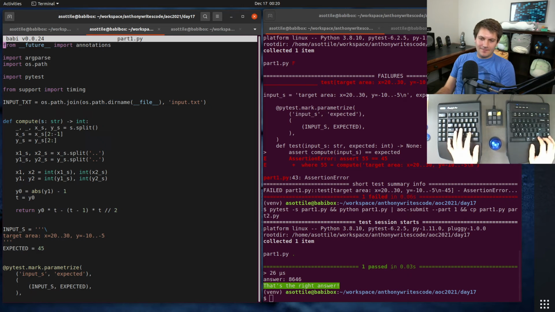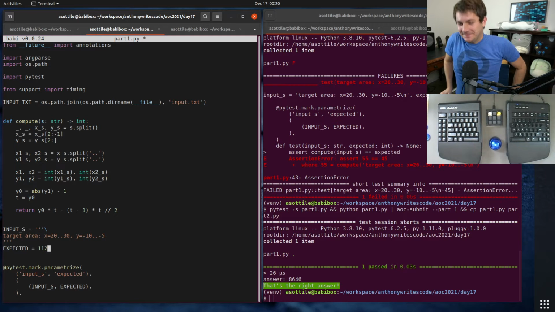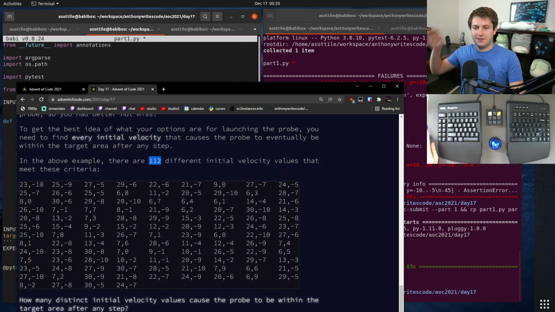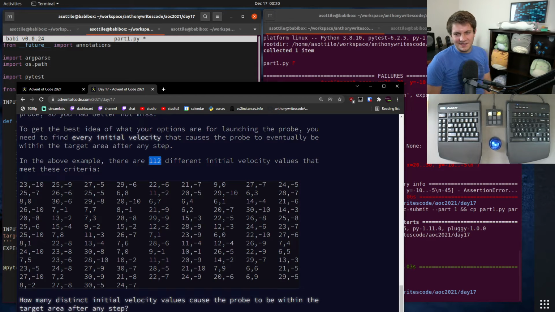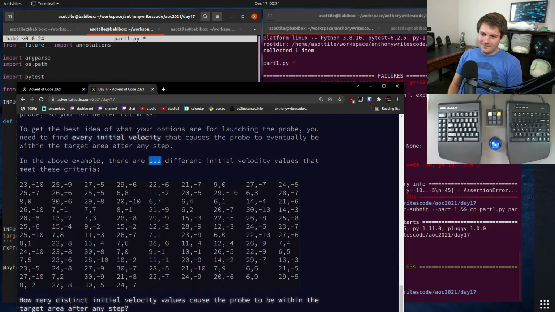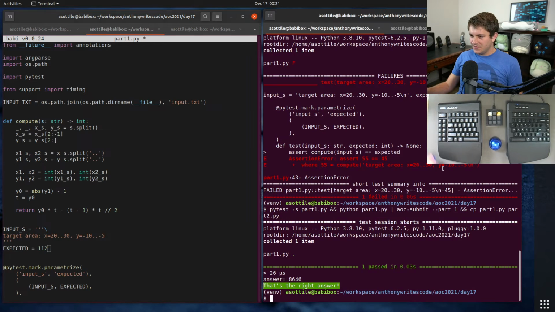Damn. That's crazy. Any? Well, we know the max y velocity. So presumably we could figure out the minimum y velocity and then compute all of them. That seems kind of nuts though. How slow is that going to be?